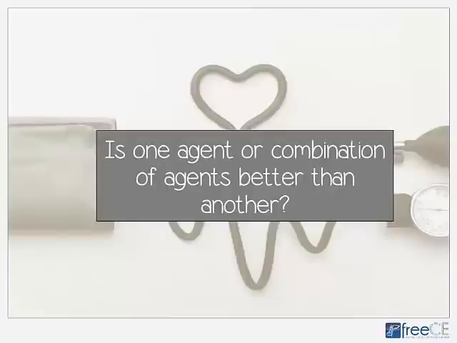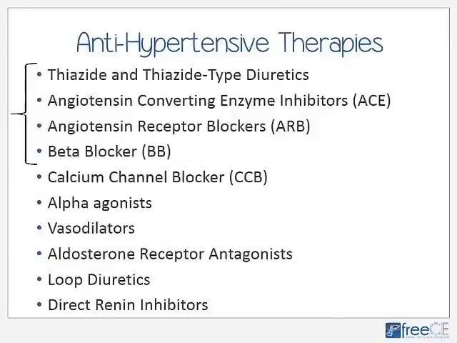Moving on to our last key question, we'll now talk about, is one agent or combination of agents better than another? It's a very complicated question and one really that we could spend an hour on by itself. We'll hit the highlights of some things in the JNC-8 recommendations. So just to review, we have a lot of antihypertensive therapies out on the market today. Today we're going to be talking about mainly thiazide and thiazide-type diuretics, angiotensin converting enzyme inhibitors or ACE inhibitors, angiotensin receptor blockers or ARBs, and also beta blockers.